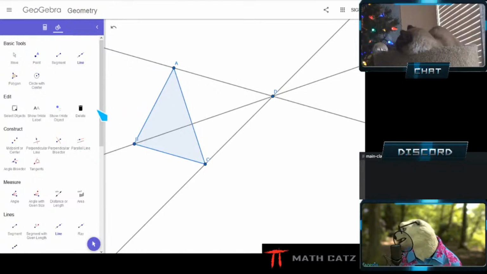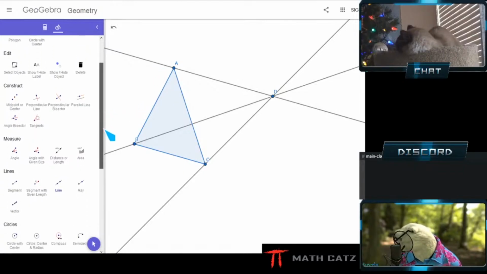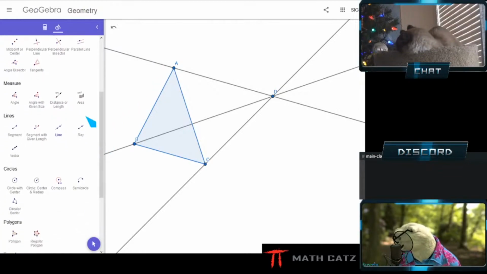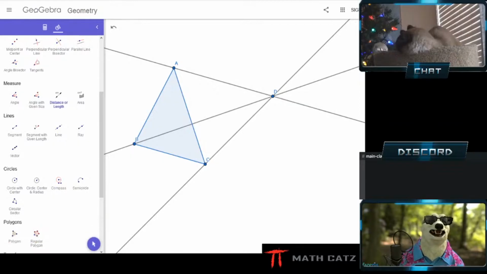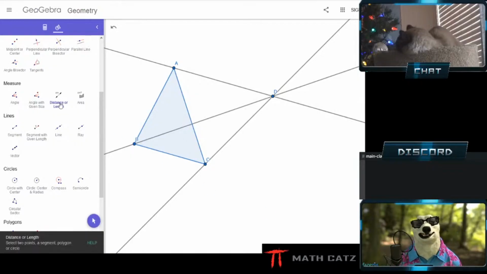So first of all, I need a tool here that can measure a length. I have in my measure category distance or length. So it says when I click on it, let me just check if we can see that. And I want to go slow enough. We have multiple days for this. There is no rush. We can't see it. Can we? If I click on it. Yeah, it's at the bottom there. Okay. It says select 2 points, a segment, polygon or circle, and it's going to give me the distance.